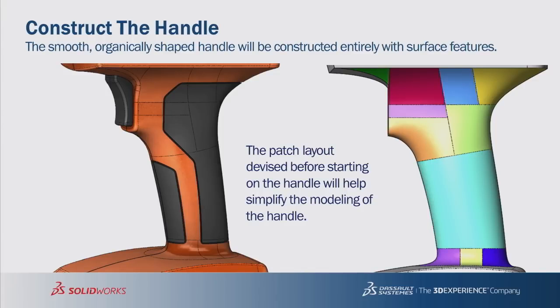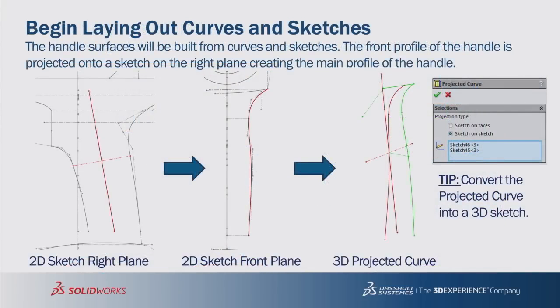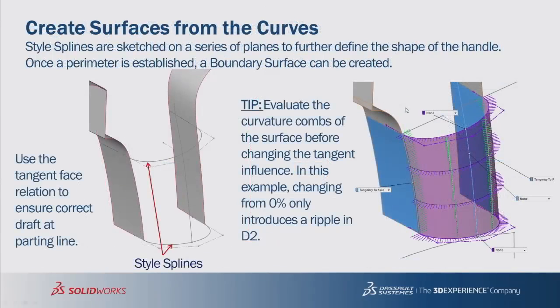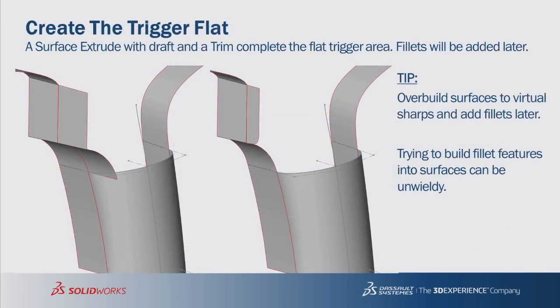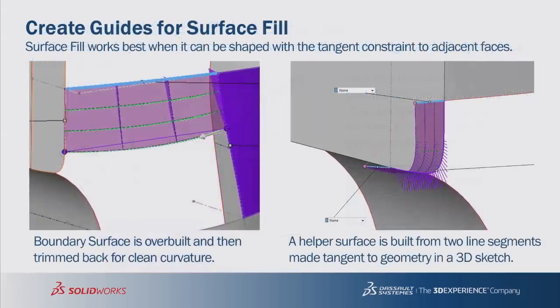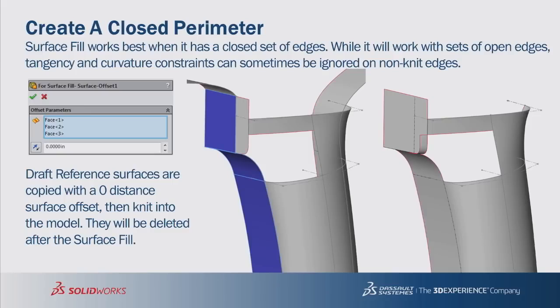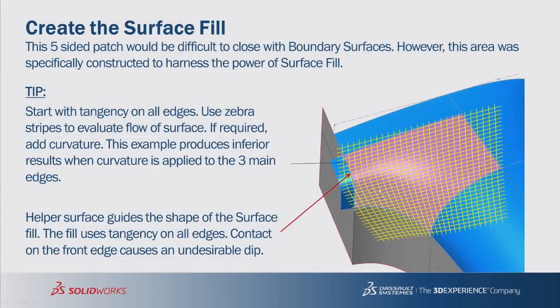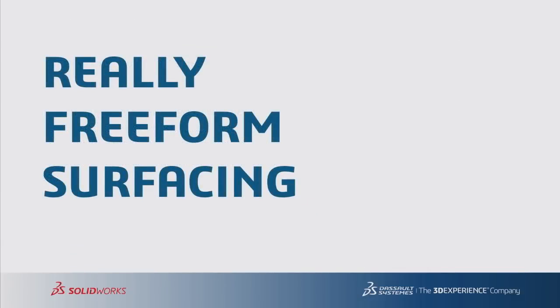So that smooth, organically shaped handle, we're going to use the surface features. Here is that projected curve. 2D sketch, 3D profile, create the planes, create sketches, create flat portions that we know are going to be in the model, planar surface, trim it back, continue building those four-sided surfaces between the curves that we set up, create guide surfaces for the surface fill such that we can tame what the shape of the surface fill looks like, come in with that surface fill, slightly older screenshot here, the old yellow grid preview that I wish they brought back, and we're done. We knit it all in the model, and we build that handle from scratch because we didn't have any solid geometry to work with.